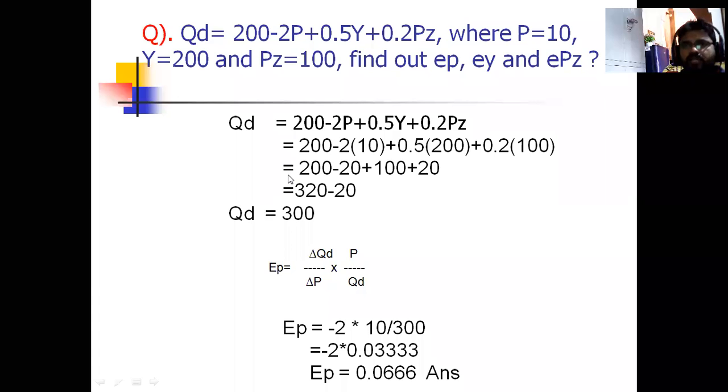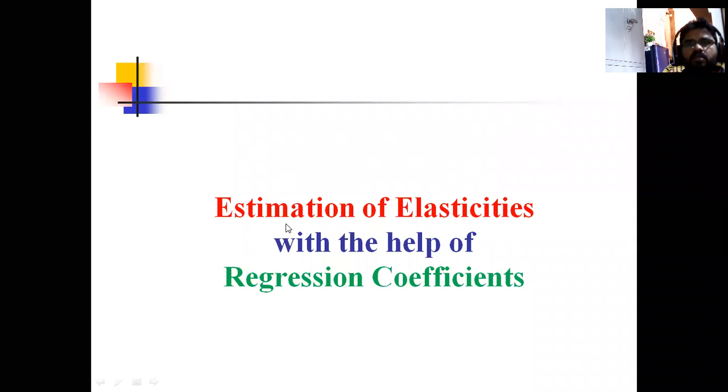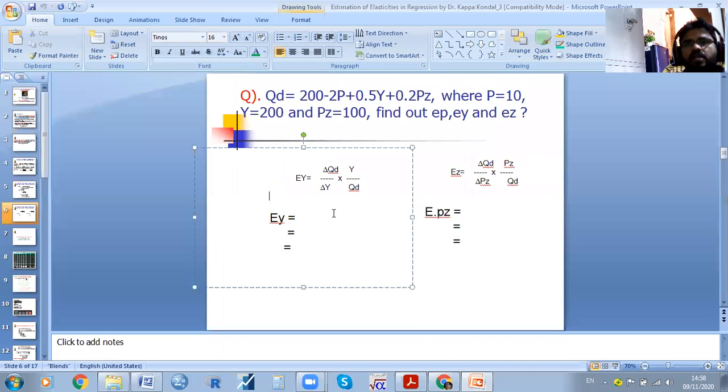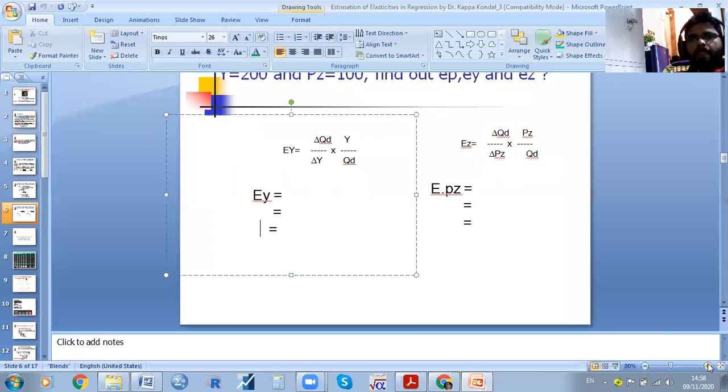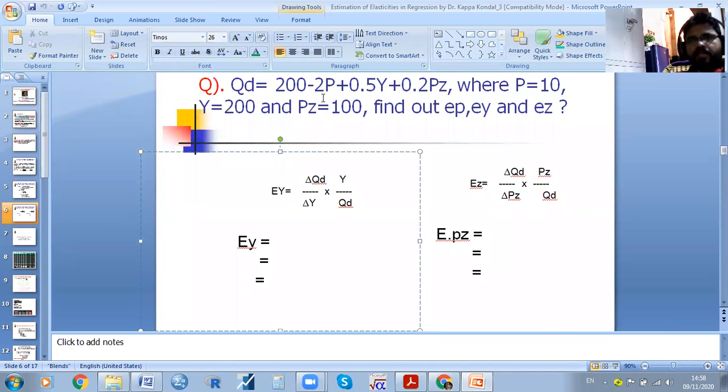Then we'll come to know how we can estimate the elasticity of income. So the elasticity of price is over. Then we can come to the elasticity of income. The same way, we need to find out the elasticity of Y. So what is the formula? Elasticity of Y is equal to delta QD by delta Y into Y by QD.